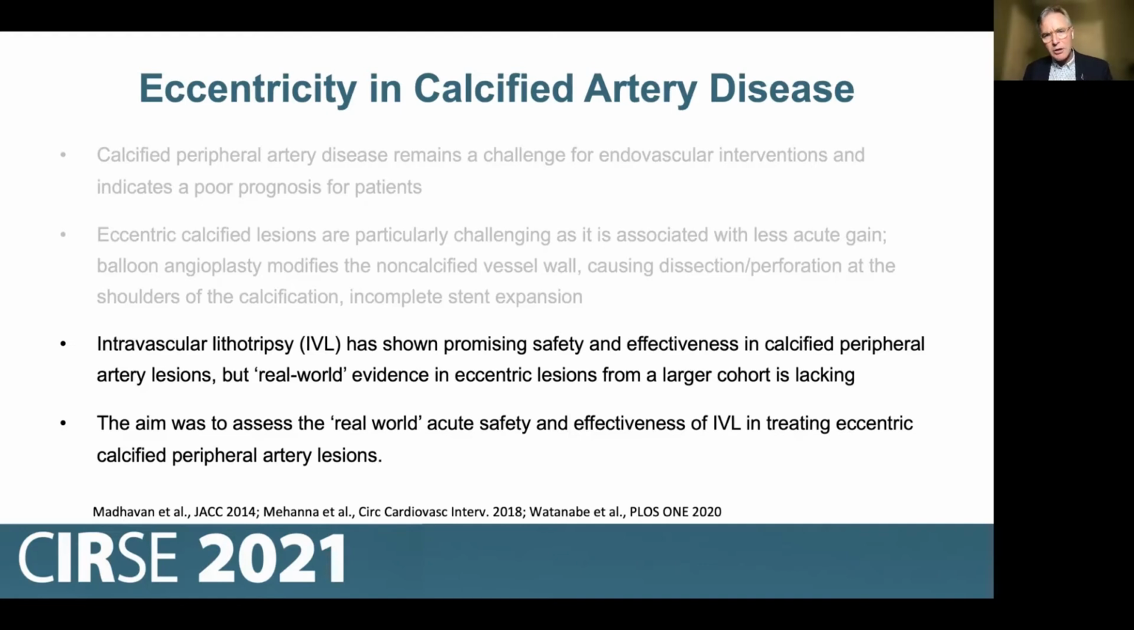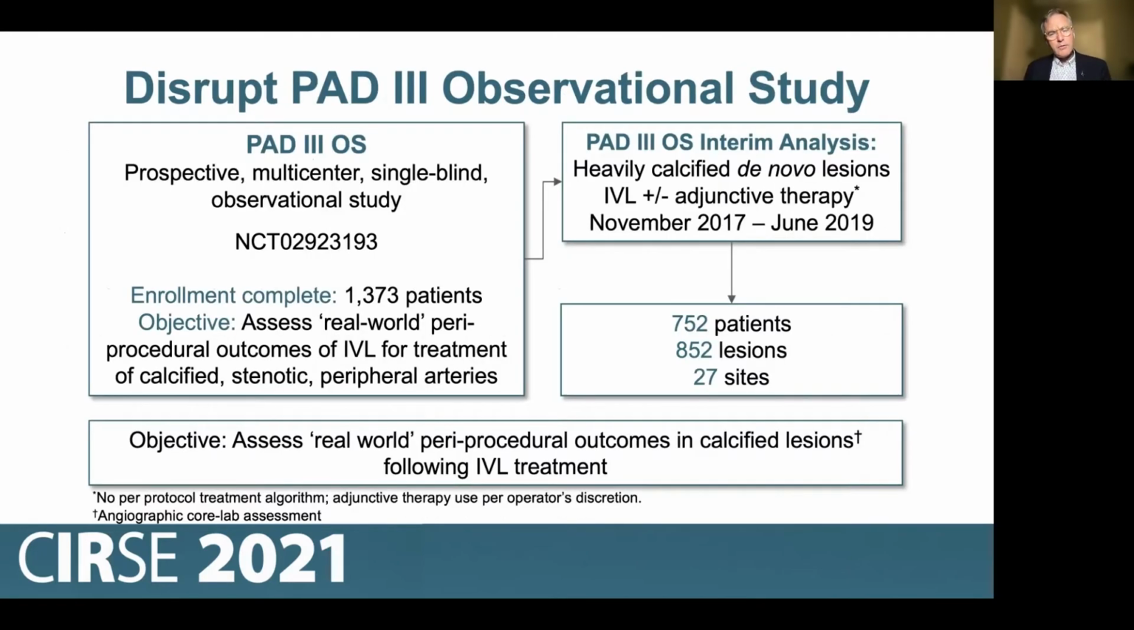Intravascular lithotripsy has shown promising safety and effectiveness in calcified peripheral arterial disease, but real-world evidence in eccentric lesions from a larger cohort is lacking. So we're going to review the real-world acute safety and effectiveness outcomes of intravascular lithotripsy in treating eccentric calcified peripheral arteries. To do this, we're going to review the findings from the Disrupt PAD3 observational registry. This was a very large patient registry that ran concurrently with the PAD3 randomized controlled trial.